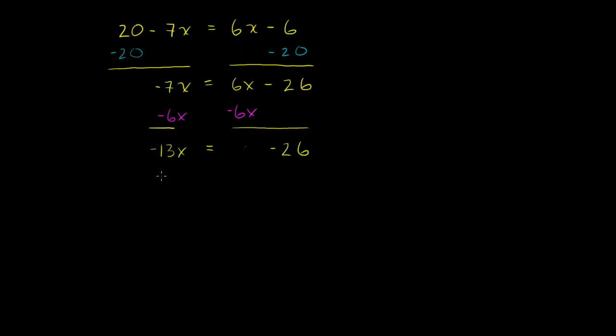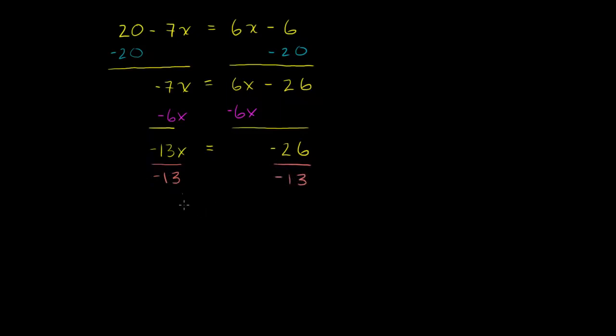Now, our whole goal, just to remember, is to isolate the x. And we have a negative 13 times the x here. So the best way to isolate it is if we have something times x, if we divide by that something, we'll isolate the x. So let's divide by negative 13. Now, you know by now, anything you do to the left-hand side of an equation, you have to do to the right-hand side. So we're going to have to divide both sides of the equation by negative 13.